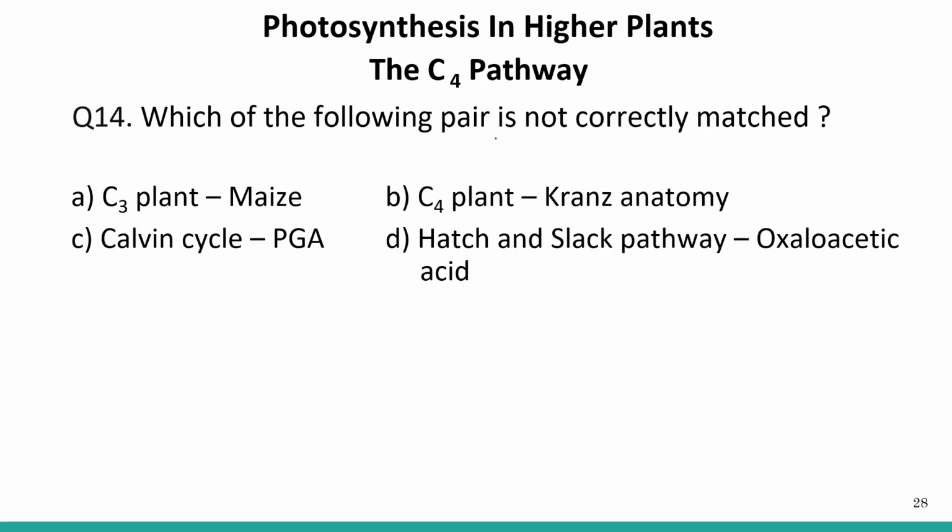The next question is, which of the following pair is not correctly matched? Alright, C3 plant, maize, C4 plant, Kranz anatomy, so this is correct. C option, Calvin cycle and phosphoglyceric acid, this is also correct. Hatch and Slack pathway, oxaloacetic acid, this is also correct. Okay, Hatch and Slack pathway is the C4 pathway. Now, what should be the answer here then? Option A, this is a mismatch. Maize is what? Maize is a C4 plant and not a C3 plant.